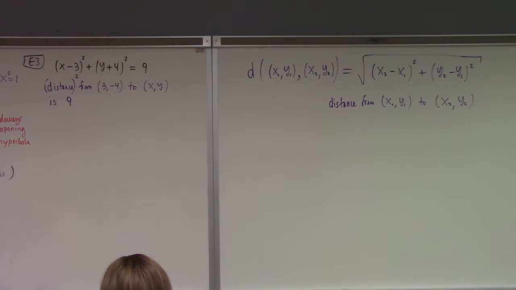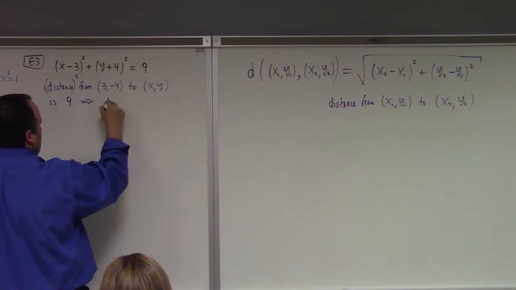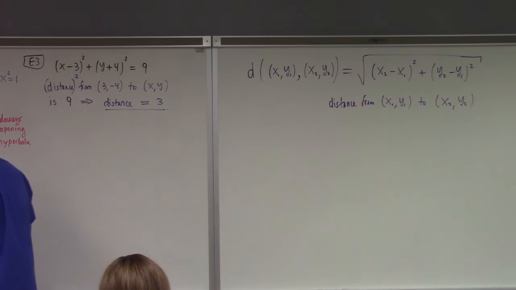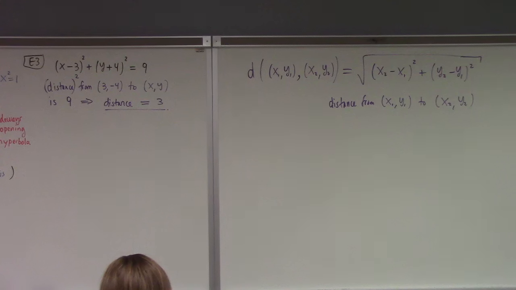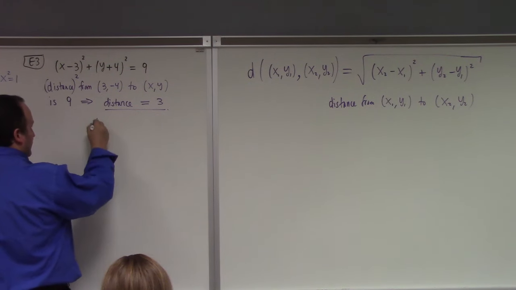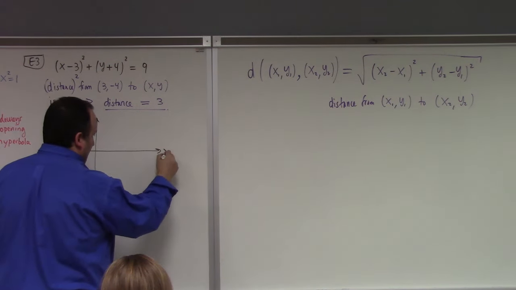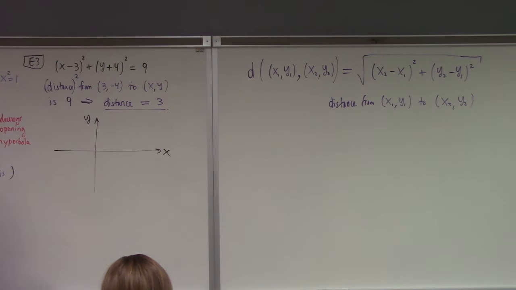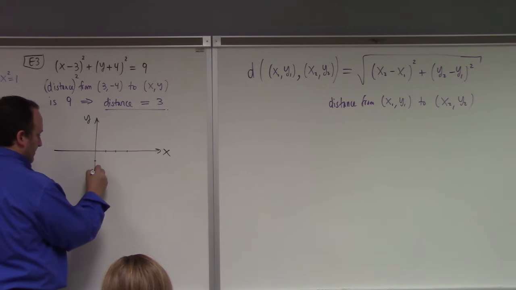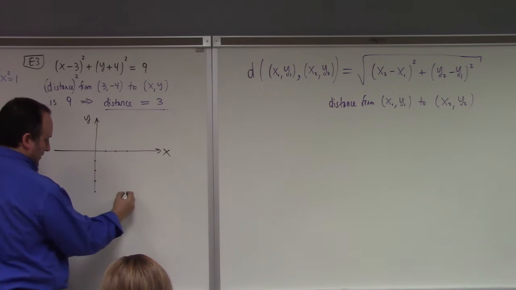So what does that mean? The distance is just 3, right? So that equation says there's distance 3 between the point x, y on the curve and this fixed point 3, minus 4. What is that? Well, I told you at the start of all this, so I kind of ruined it. I guess I should have given you a spoiler alert. Oh well, it's too late. The center of the circle is 3, minus 4. So about here.